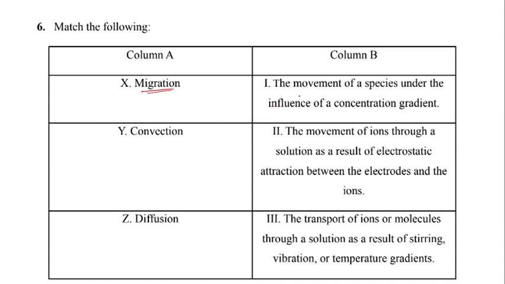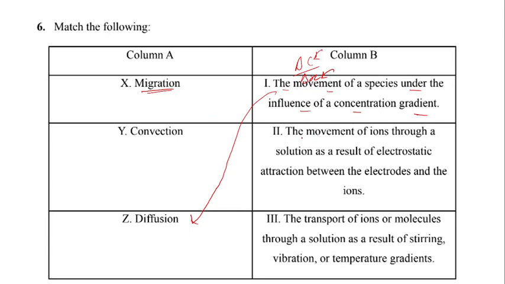Migration, first of all, is the movement of species under the influence of a concentration gradient, delta C upon delta X. What is the meaning of that? Delta C means change in concentration, and delta X means distance. So obviously the concentration gradient is responsible for diffusion. So the first statement is for diffusion only.